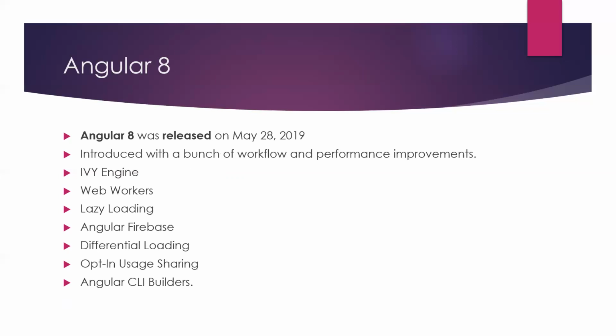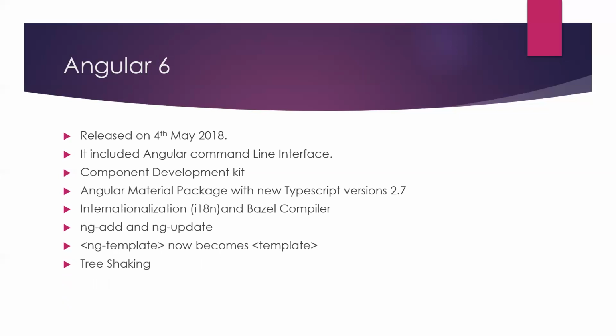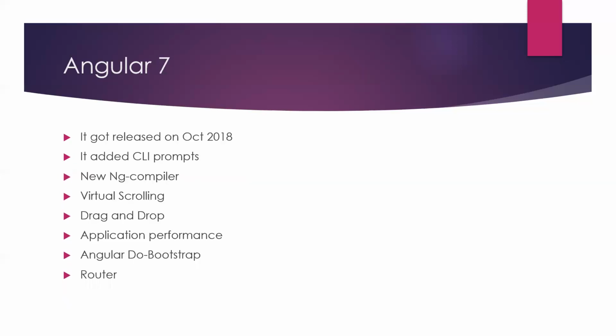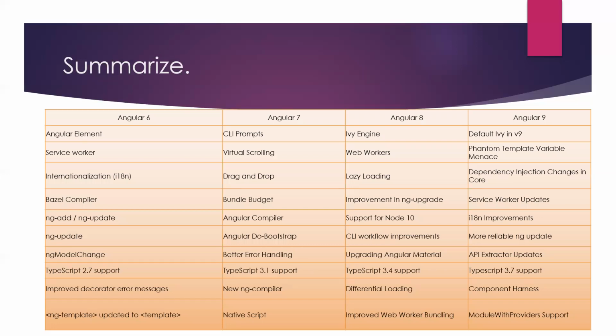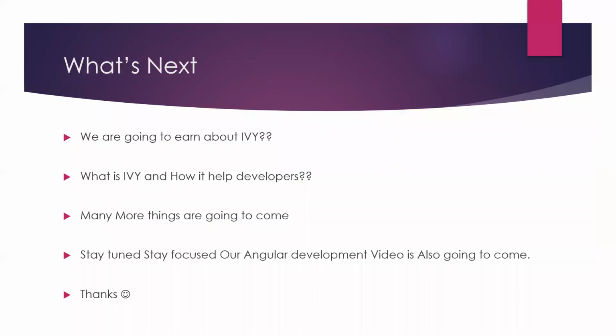So we compared various versions of Angular, from Angular 6 to 7 to 8 to 9. In summary, from Angular 7 there were Angular elements, CLI prompts, Ivy, default Ivy, service workers. I'll be attaching this presentation in my description. You can download it and go through it, and if you have any problem, you can simply ask me.